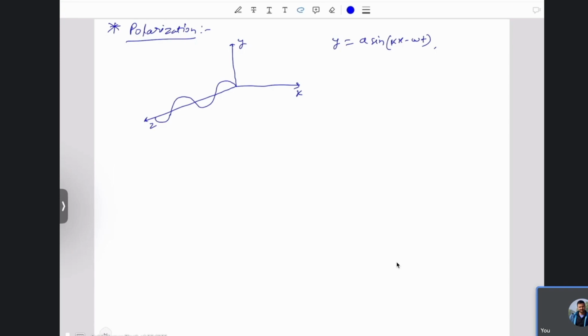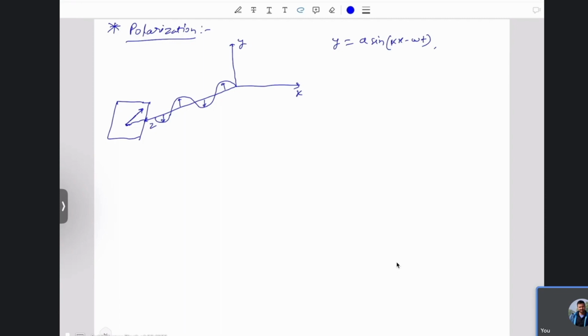So it's clearly linearly polarized light, because if there is an observer somewhere here, then he will see just one direction. If someone views this incoming wave from the z-axis, he will see that the vector is vibrating in a particular direction, right? So it's a linearly polarized light.